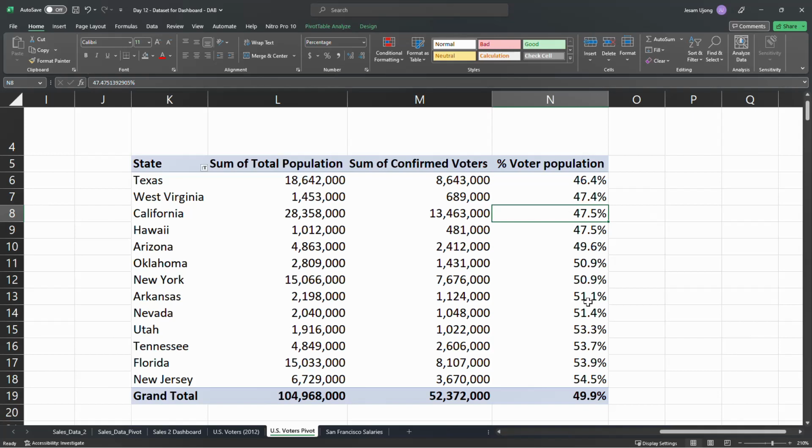Sorry, Sean, were you able to see the 54.5% when you added more decimal places? Yes. Okay, great. Well done. Good, good, good.